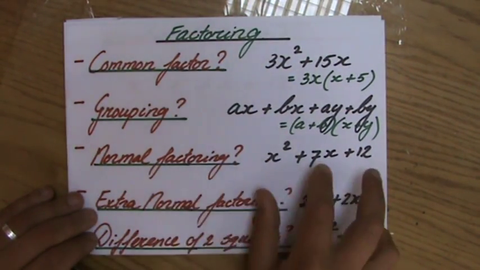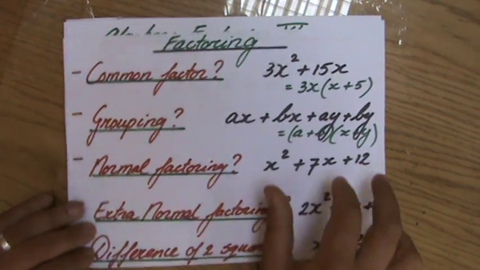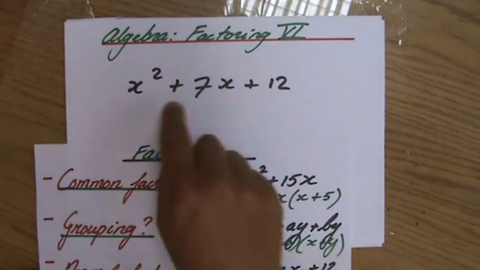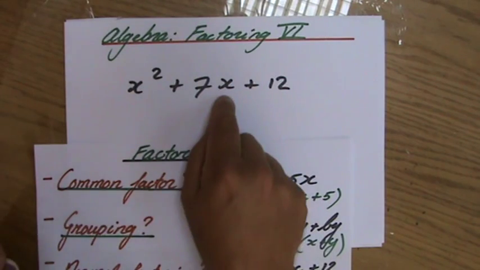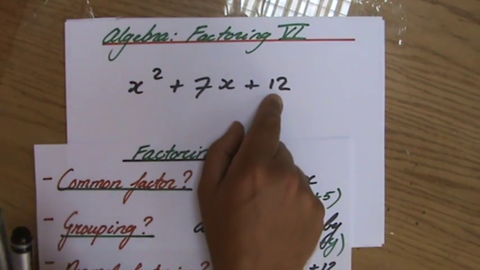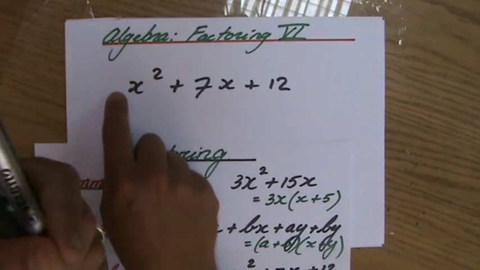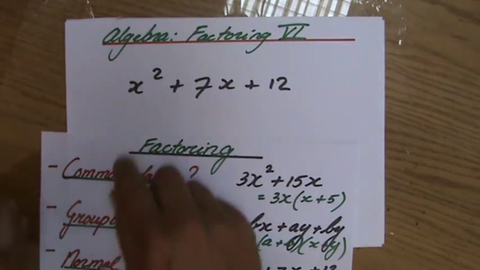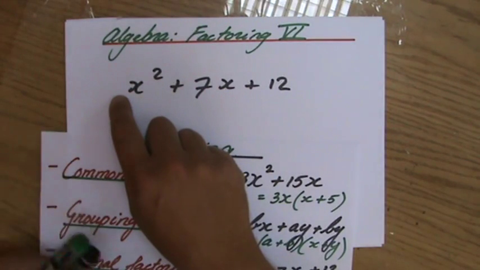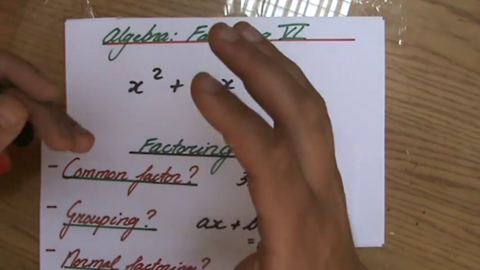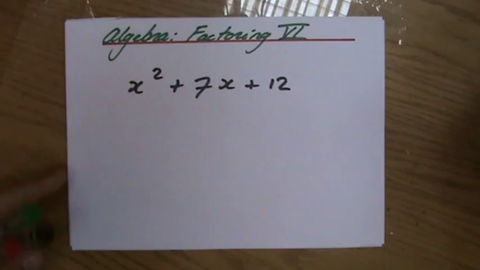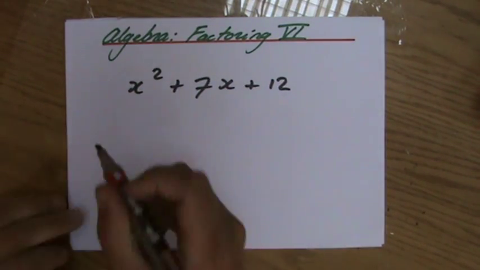The third question you ask yourself, is it normal factoring? And normal factoring is then 3 terms, 1, 2, 3, with an x squared, an x and a constant, just a number, and the coefficient of the x squared is 1. So it's just x squared. It's not 2x squared, it's not 5x squared or 3x squared. No, it's just x squared. And indeed, it is just x squared, so yes, it is normal factoring.